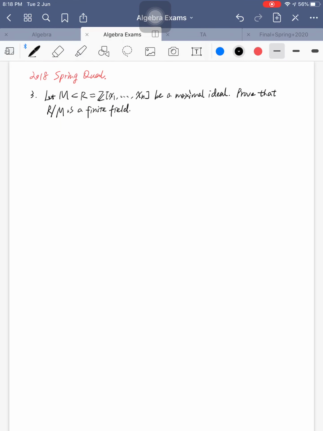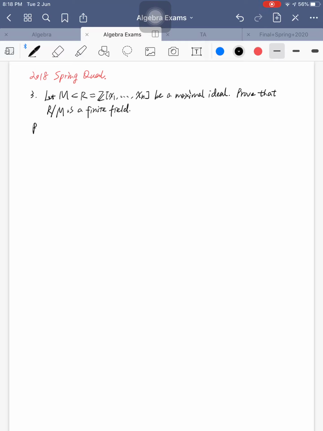Today I'm going to talk about the question from 2018 Spring Qual. So, question 3. Let M in the polynomial ring R = Z[x1, ..., xn] be a maximal ideal, and we want to show that R/M is a finite field.